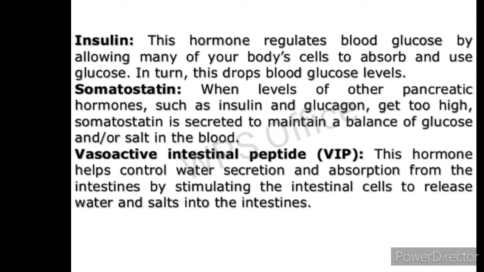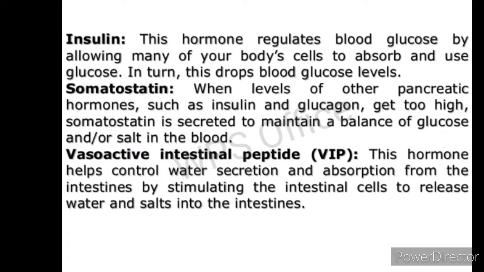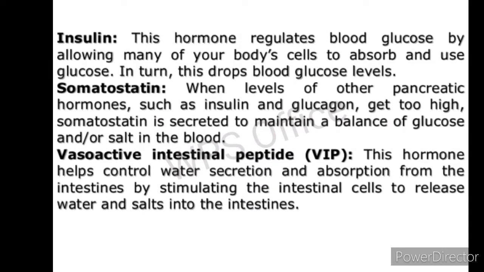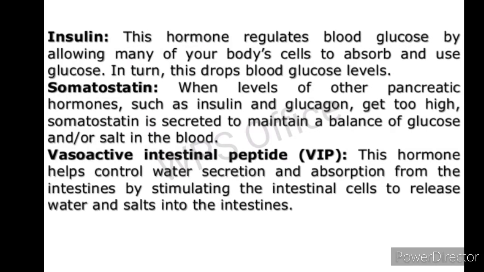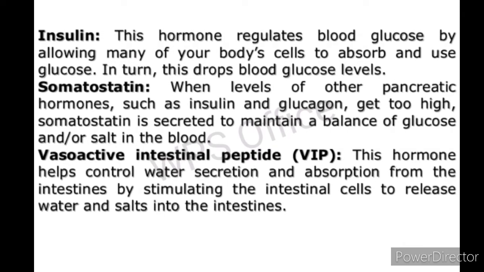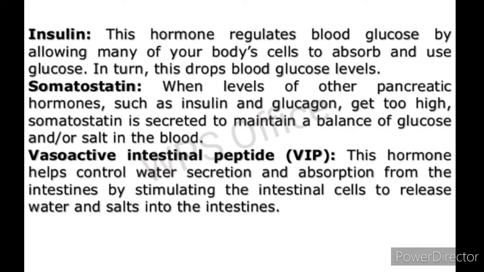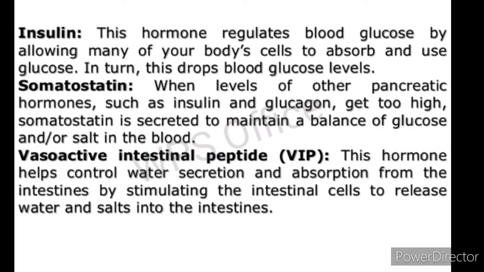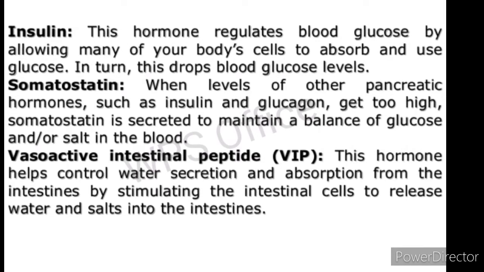Somatostatin. When the levels of other pancreatic hormones such as insulin and glucagon get too high, then somatostatin is secreted to maintain the balance of glucose or salt in the body. And vasoactive intestinal peptide. This hormone helps to control water secretion and absorption from the intestines by stimulating the intestinal cells to release water and salts into the intestine. So these are all the hormones secreted by the pancreas, and the important ones are glucagon and insulin, which help in the regulation of blood sugar inside the body.